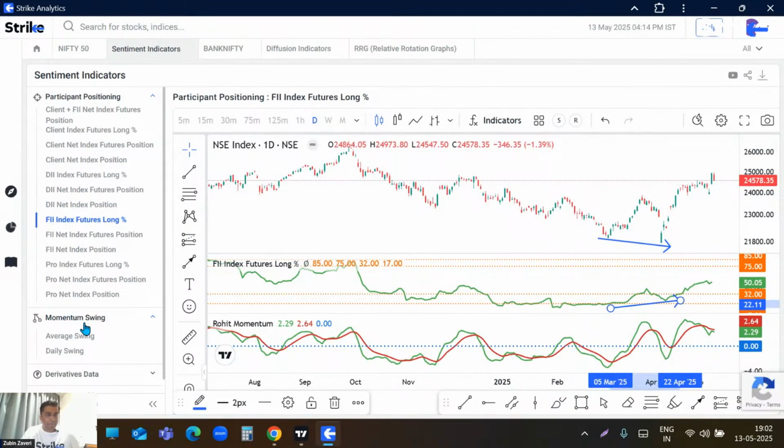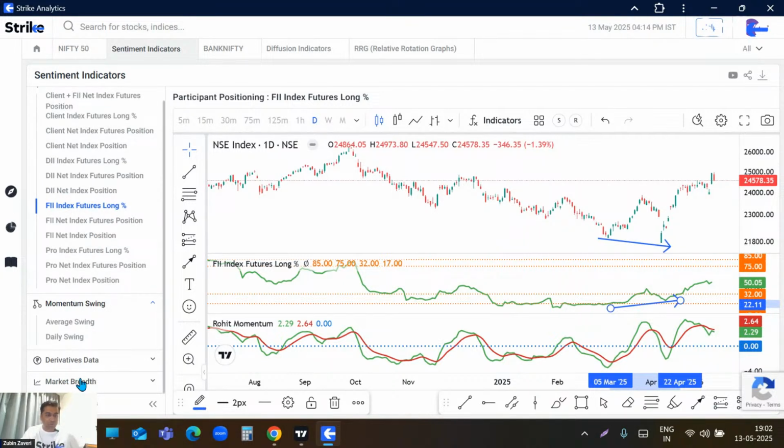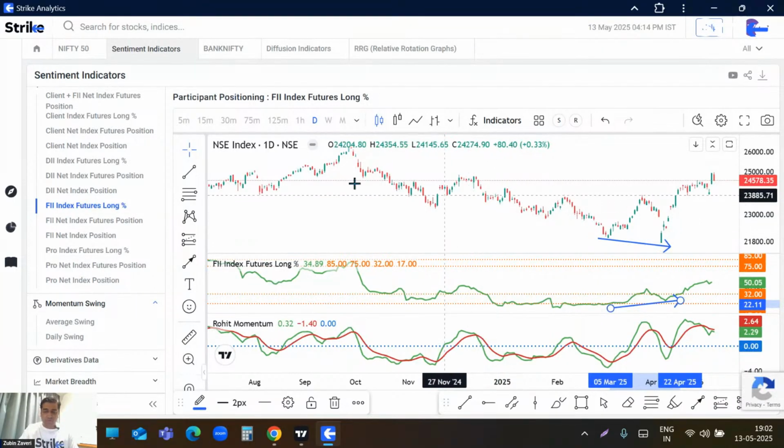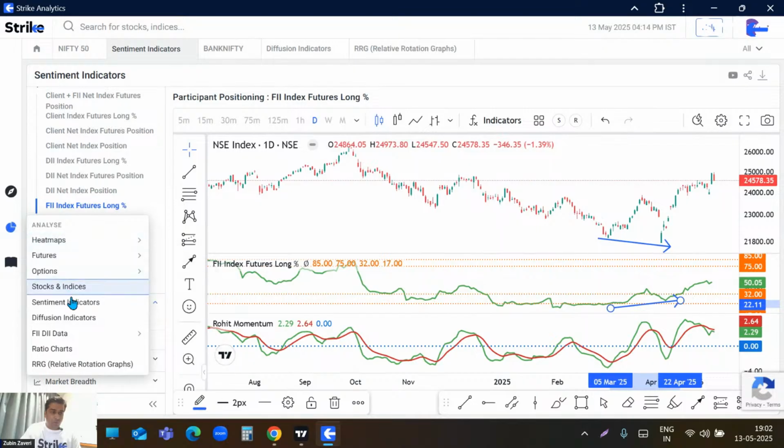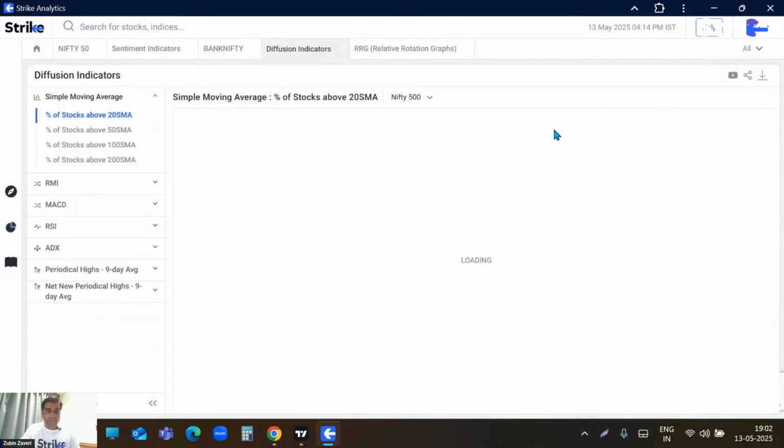The market behaved in a nice manner from there on. There are various other indicators that you can use: client plus FII, DII positions, proprietary index positions. All these are also there. You can also look at the market breadth. But one more, which I generally use, is something called diffusion indicators.